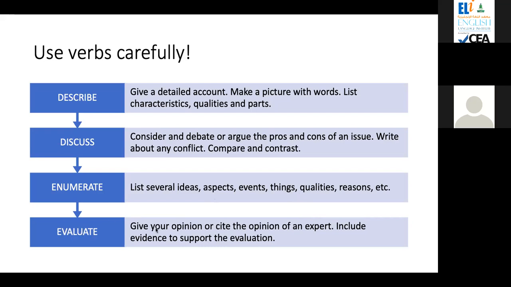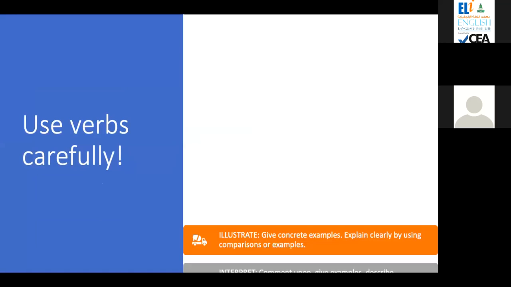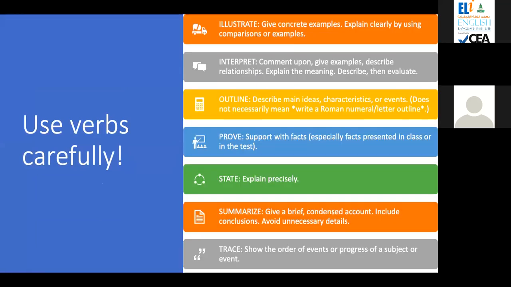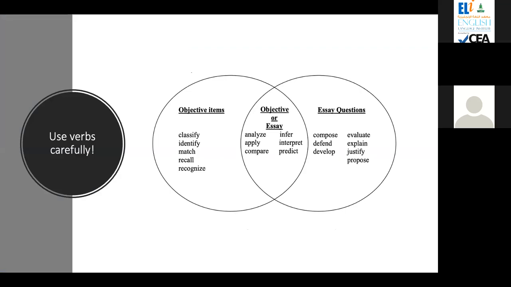The word evaluate is very important. When we ask students to evaluate, we ask them to give their opinion or cite the opinion of an expert. So in evaluation, we are also interested in opinions along with evidence to support that evaluation. And these are the verbs you can also see: illustrate, interpret, outline, prove, state, summarize, trace. These are very key words that we use in designing essay exam questions. We should know the meaning of these, and our students should also know the meaning of these verbs.